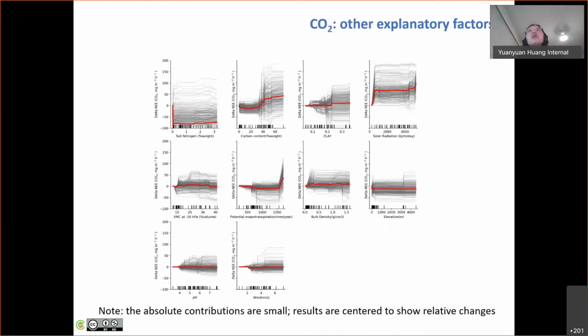And here I show other predictors. They are less important than the top three predictors I showed before, but they have quite a lot of ecological meaning. This one is for carbon dioxide. As you can see, most of the responses are quite nonlinear. This kind of nonlinear response is quite difficult to capture with the linear methods applied in many ecological studies.